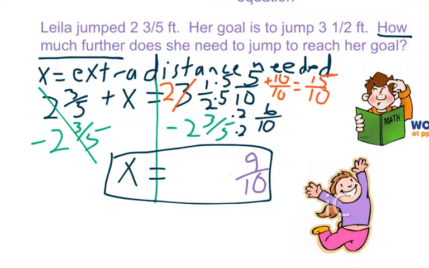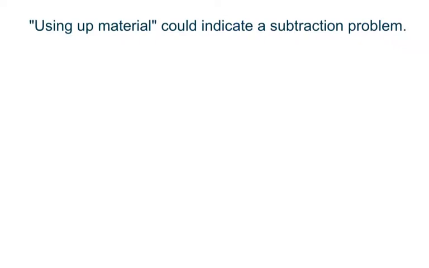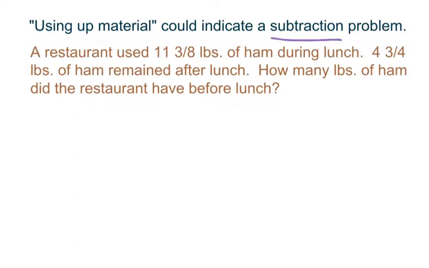All right, now another type of word problem is if we see the words indicating that we're using up material. And using up material could indicate a subtraction problem. All right, let's say a restaurant used 11 3/8 pounds of ham during lunch. 4 3/4 pounds of ham remained after lunch. How many pounds of ham did the restaurant have before lunch?